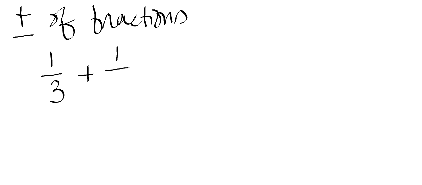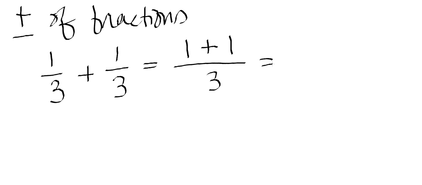So if I had a problem like 1/3 plus 1/3, here my denominators are both the same. They're both 3. So I just have to add up my numerators. My denominator is going to stay the same in my answer. So what I'm really doing is this, and 1 plus 1 is 2. That gives me 2/3.